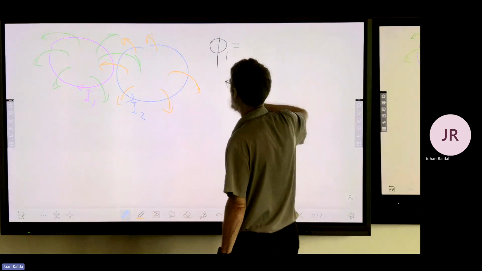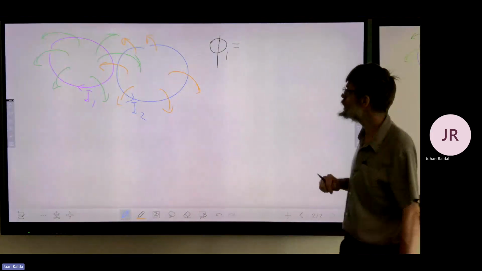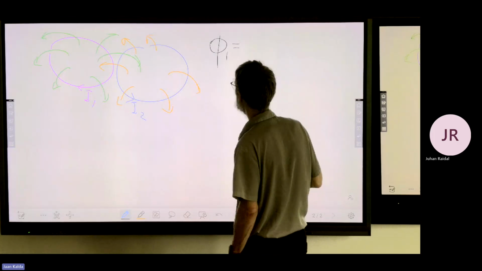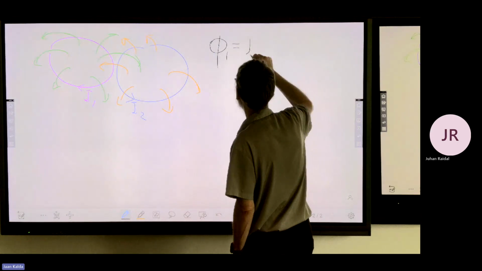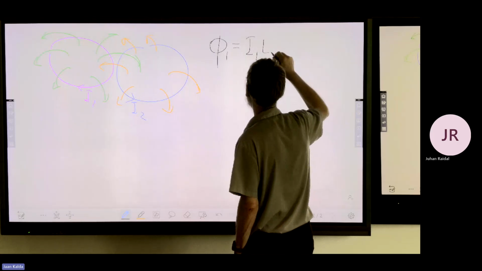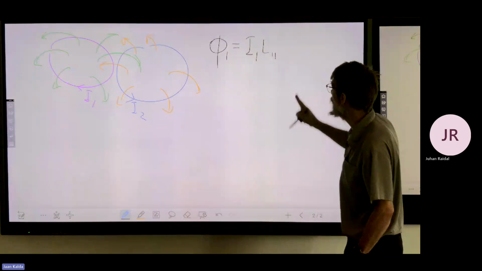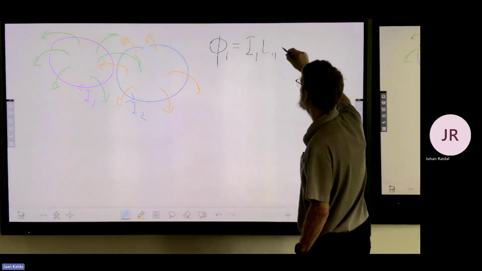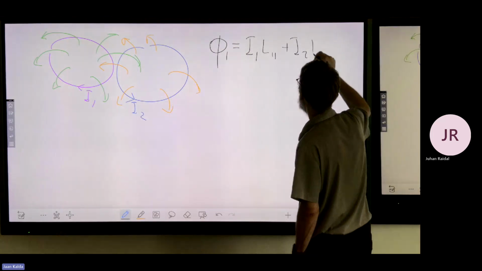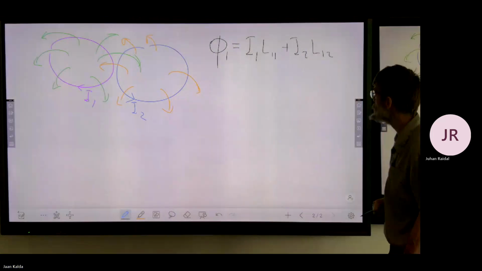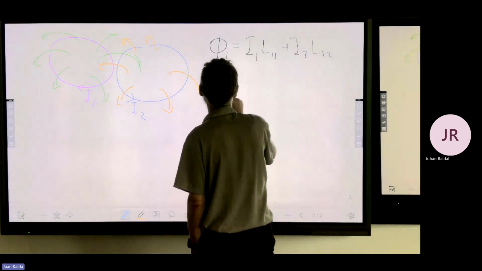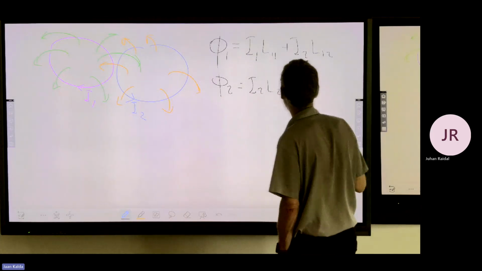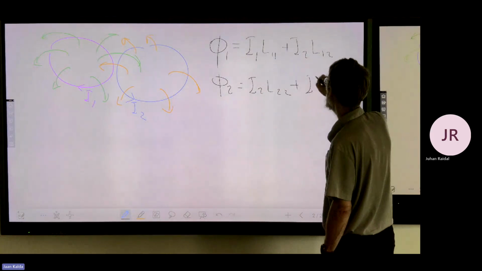The flux phi one through the first loop, because of the linearity of our equations, the Maxwell equations are linear, is made of two components. The current in the first loop times a coefficient of proportionality L11, meaning current in one causing flux in one, plus another contribution, I2 L12. And then psi 2 equals I2 L22 plus I1 L21.